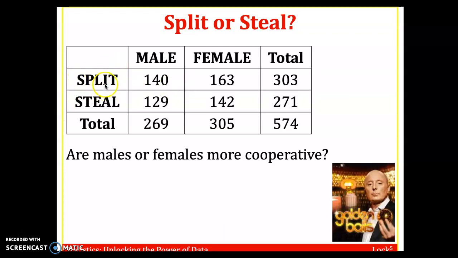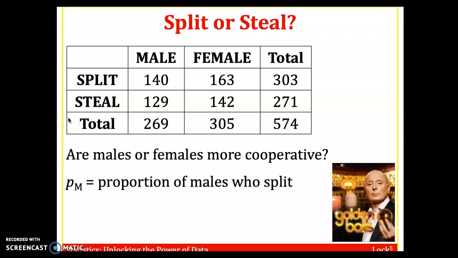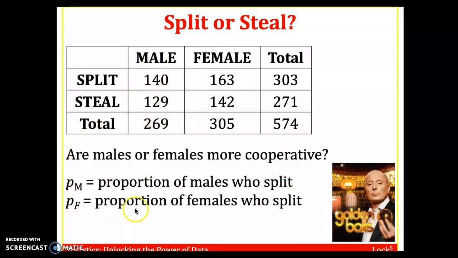Again, we're going to assume cooperative means to split. So let's designate some population parameters. Let P sub M be the proportion of males who split. So not these, this is just a sample. I'm going to call this P hat in a moment. And P sub F would be the proportion of females who split, because this is only a sample of games, and then the show could keep going, or be revived, or come to the United States, and get a much bigger sample size.